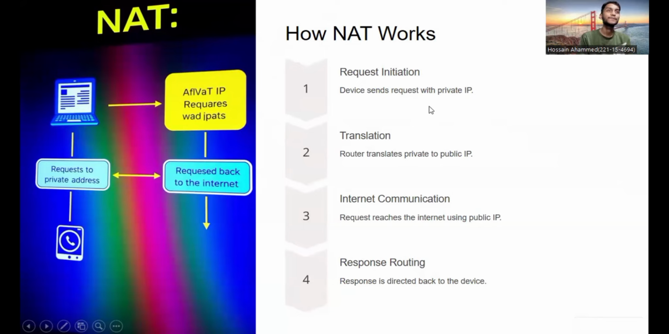Let's see the process of this network translation. At first, it makes a request, then it translates the address, then it makes the communication between the devices. And the third one is the response routing. At first, the device sends a request with the private IP. Using the private IP, the device first sends a request to the receiver IP. After that, the router translates the private IP to a public IP.